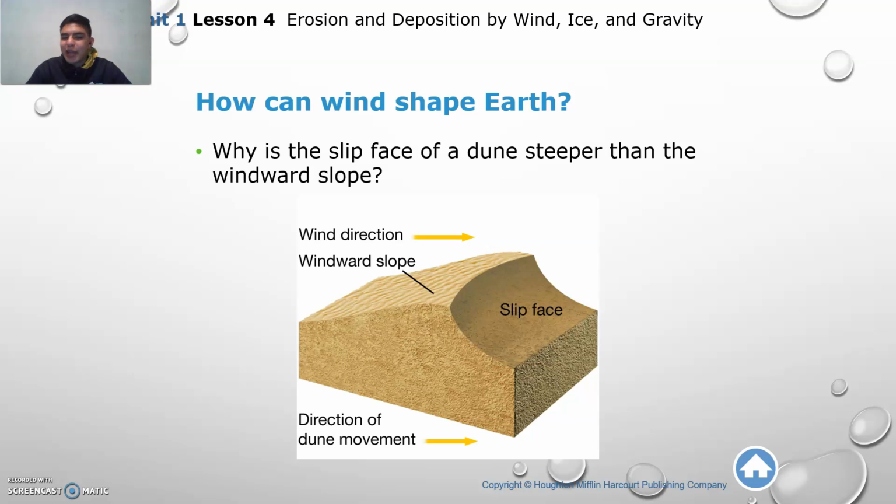Okay, and we have another question here. Why is the slip face of a dune steeper than the windward slope? You can notice here we have the slip face, the wind direction, wind and sand, and the direction of the dune movement. Of course, we would have to apply way more wind than in our experiment last week in order to generate a dune like this one. But the principle is pretty much the same.